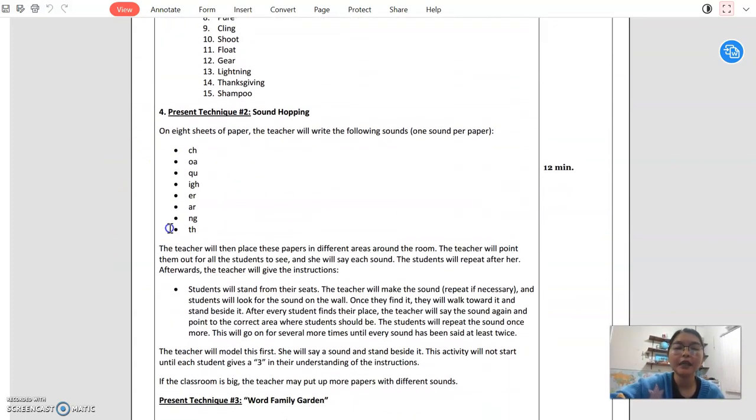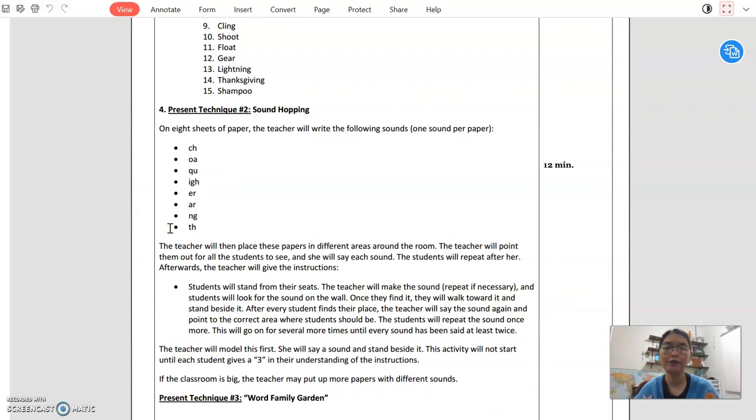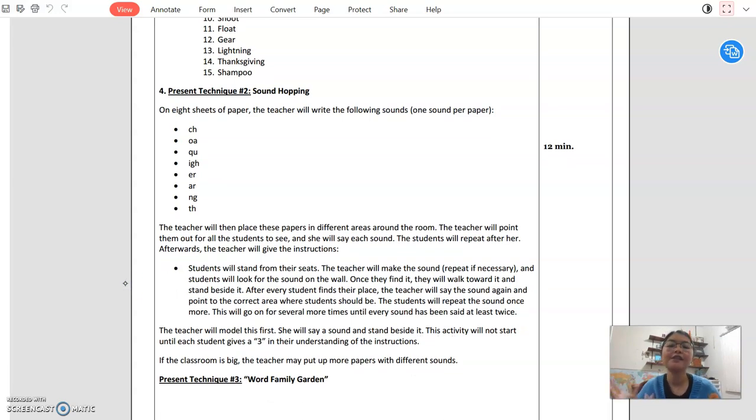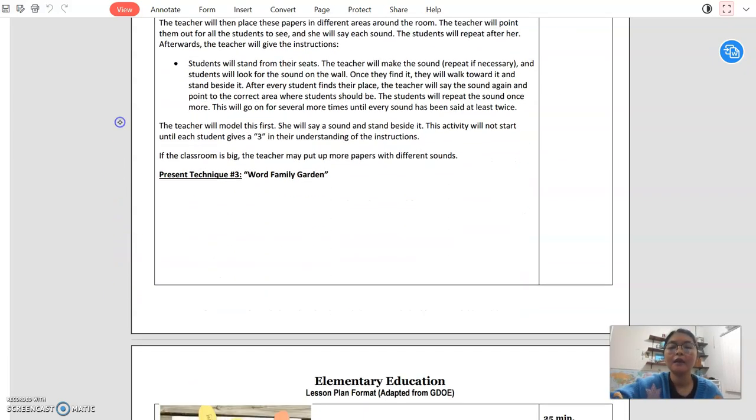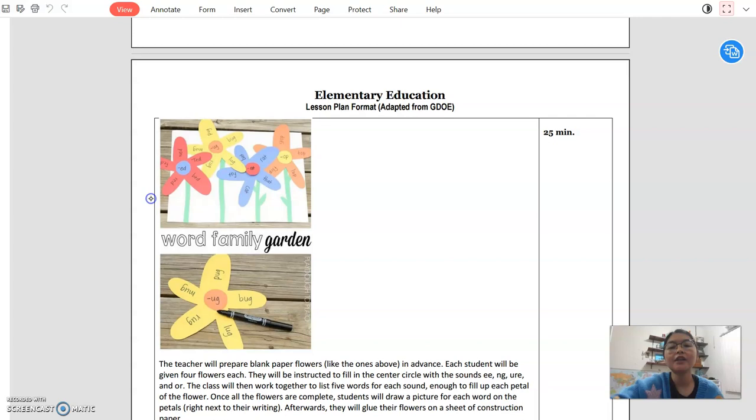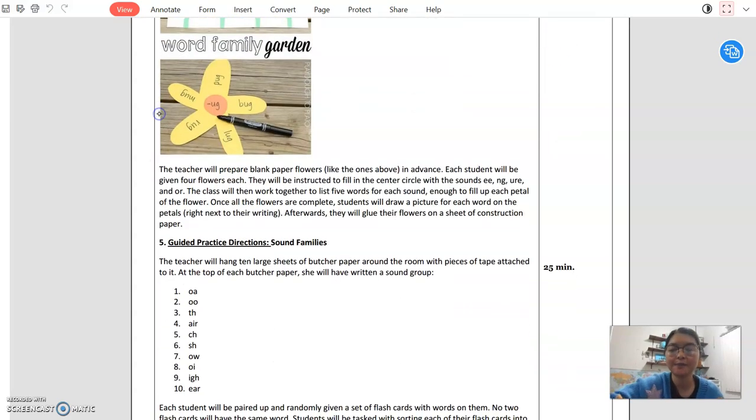Then we have sound hopping, and the way I did it is more like 4 corners, but because it requires 8 different sounds, it is not really corners of the room. Here, students stand from their seats, the teacher will say a sound, and they'll find the area in the room that has that sound. For the word family garden, students are given a paper flower with a sound in the middle. They will have to find words that have that sound in them and write them on the petals.